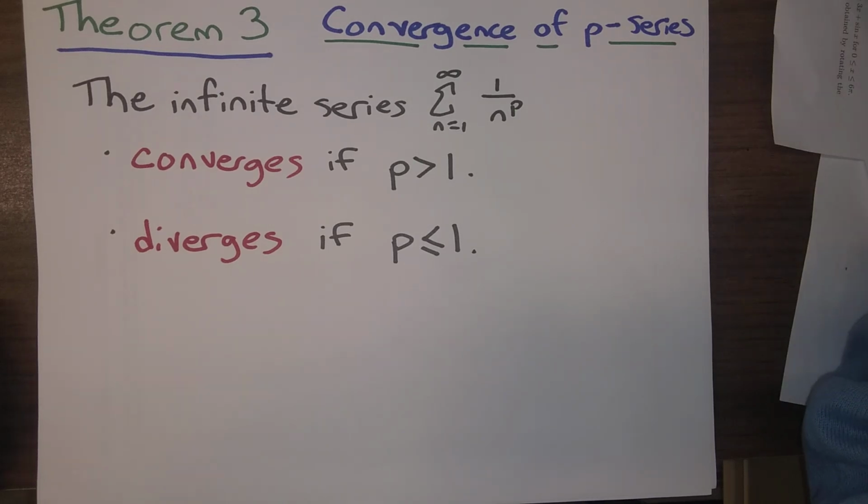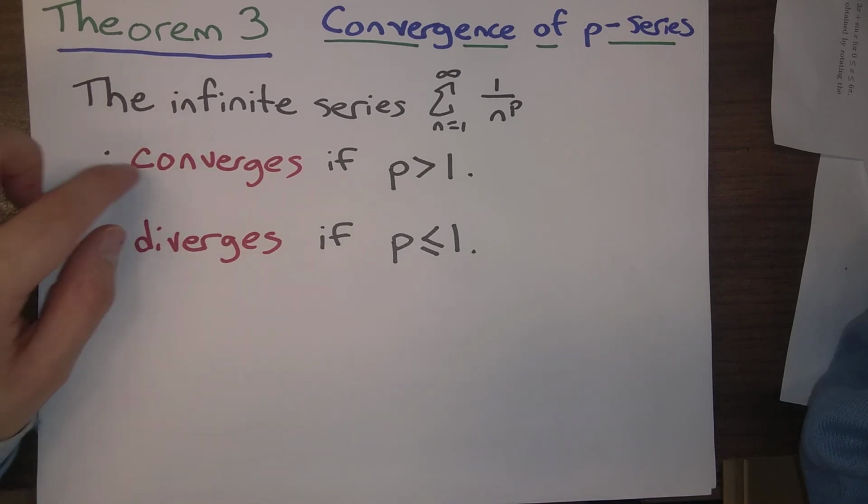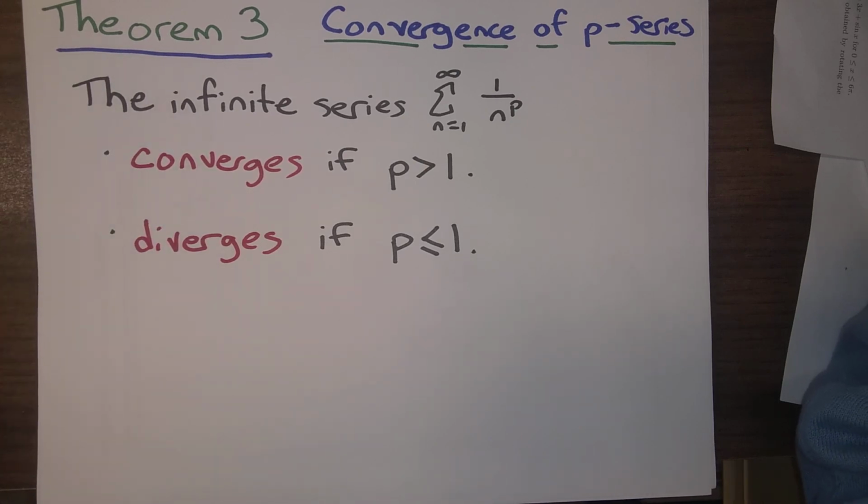As our third theorem, Theorem 3, convergence of p-series. The infinite series, the sum from n equals 1 to infinity of 1 over n to the p, converges if p is strictly greater than 1, and it diverges if p is less than or equal to 1.